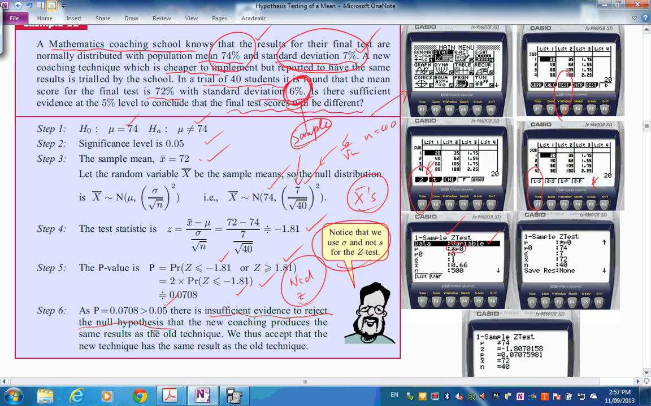Sorry, mu is not equal to, we've got this symbol in here. That's what we're testing, just a deviation away from that. And the mean, the standard deviation, and then X bar that we've got, and the sample size, we're putting those in. So here we've got our mean is 74, standard deviation 7, X bar 72 and n of 40. So that's what we have to put in over there into that window.